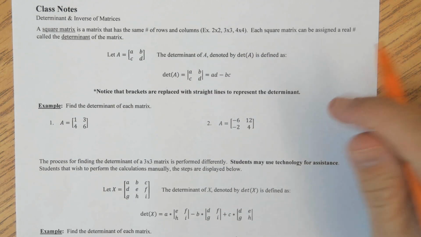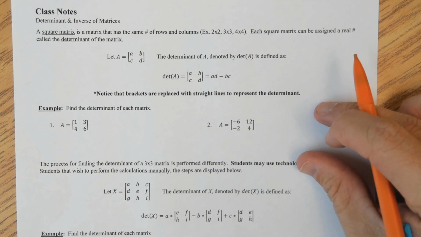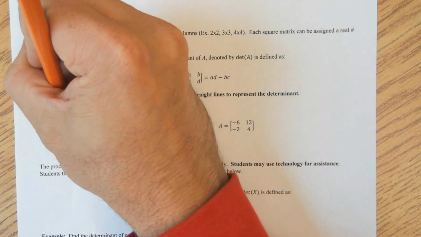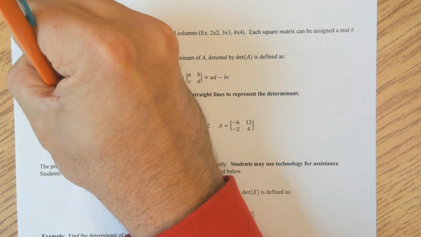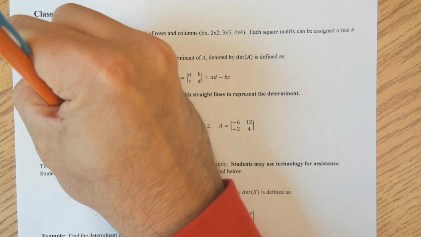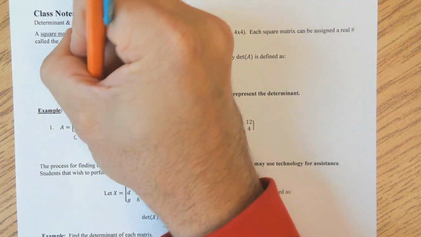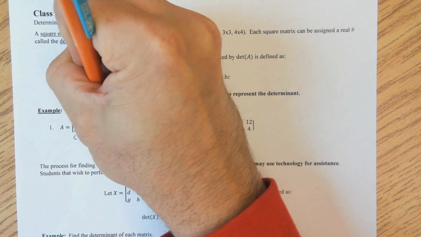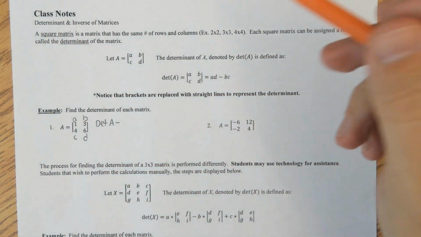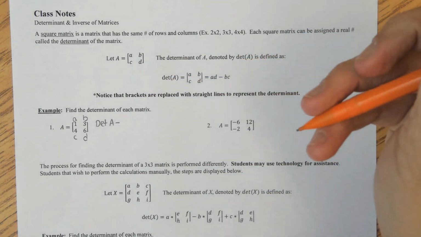So in these first two examples, we're just practicing finding the determinant. So just assume this is a 2 by 2, so this is A, B, C, and D there, just in order. So find the determinant. Whenever you see DET of a letter, that means I'm asking to find the determinant.